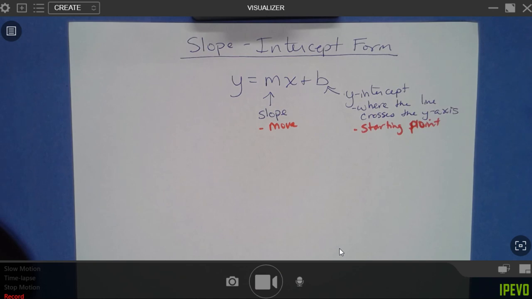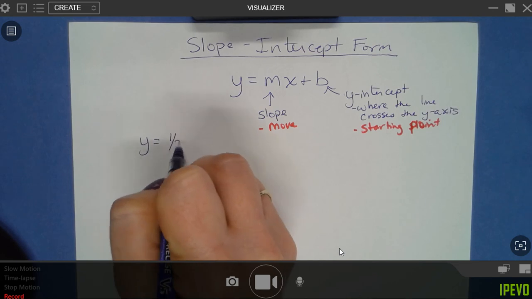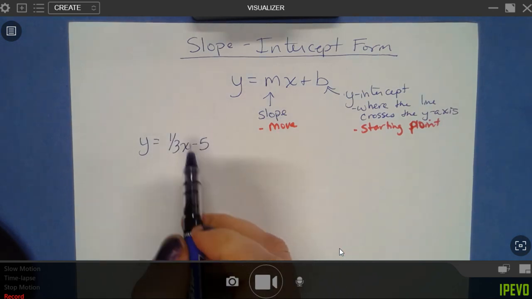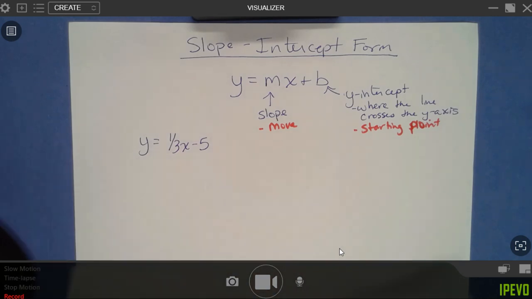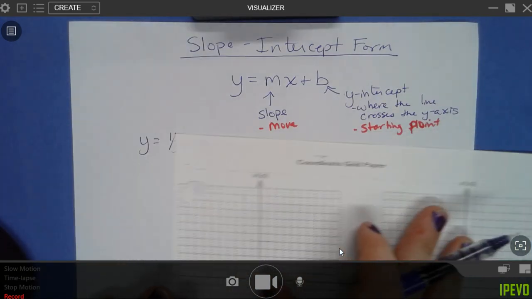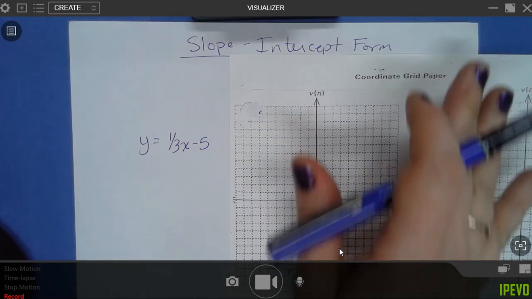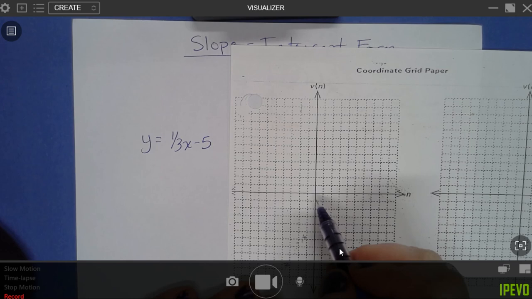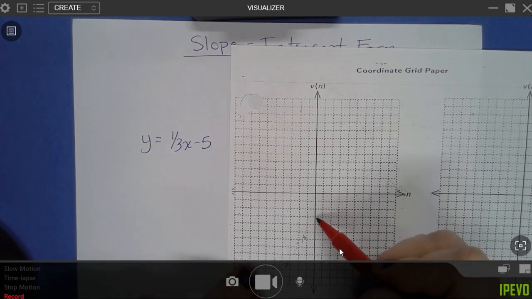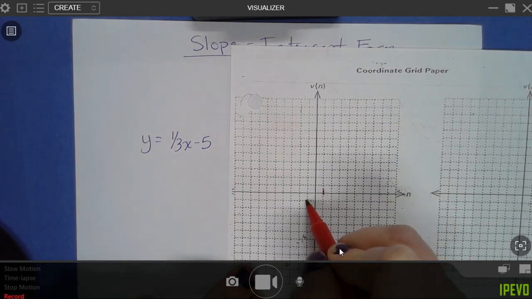So if we were going to graph y equals 1/3 x minus 5, our starting point will be negative 5. Let me get a graph. Here we go. Negative 5. 1, 2, 3, 4, 5. Starting at negative 5, we're going to use a scale of 1 and negative 1.